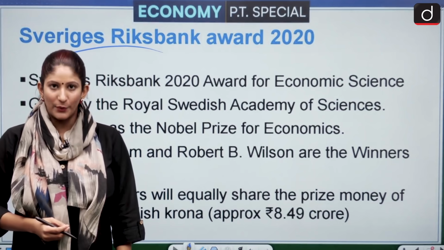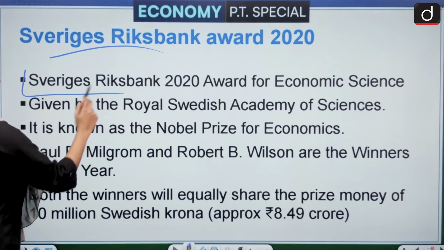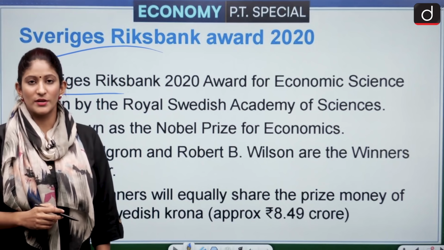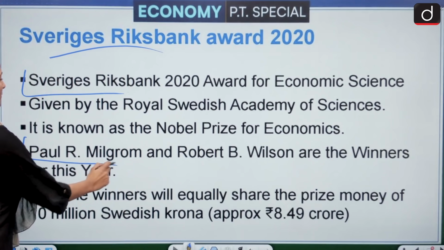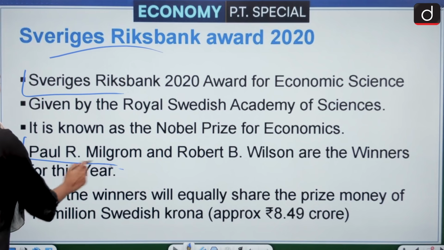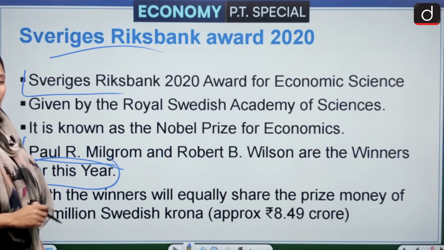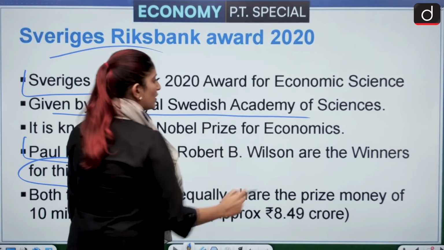Let's move forward with the first topic, that is the Sveriges Riksbank Prize 2020, popularly known as the Nobel Prize for Economics. The Sveriges Riksbank 2020 Prize for Economic Sciences went to Paul R. Milgrom and Robert B. Wilson for the auction theory. Okay, and it is given by the Royal Swedish Academy of Sciences.